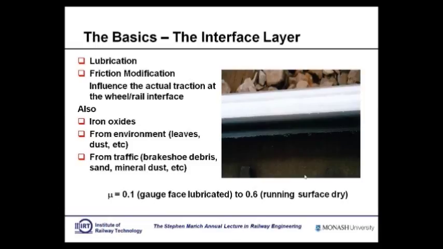The actual friction at the wheel-rail interface can change from about 0.1 when you have wonderfully lubricated conditions to 0.6 when you're running dry. Obviously you don't want to run 0.1 on the running surface of the rail where you're trying to get a little bit of traction, because otherwise that train is not going to go uphill. And there are many, many instances.